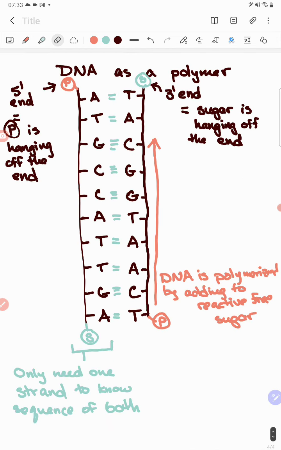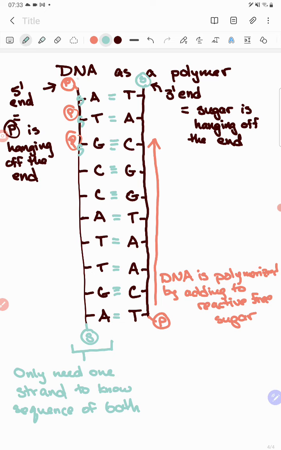So DNA as a polymer, you get a polymerization where you have phosphate, sugar, base. Along the backbone you have a lot of phosphate groups for every single base, and a connecting sugar between all of them. This has a very particular order to it.